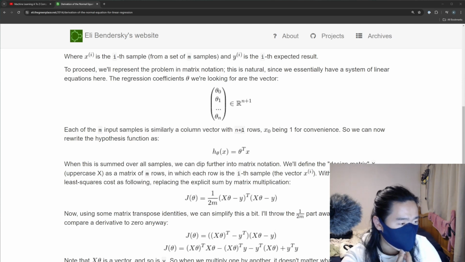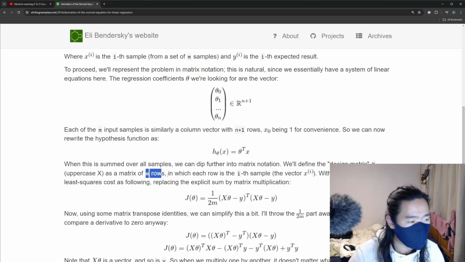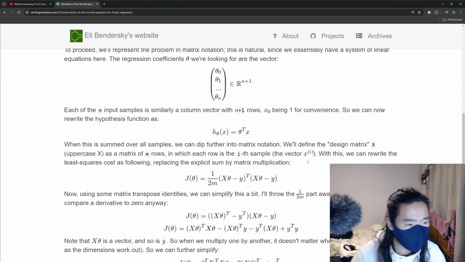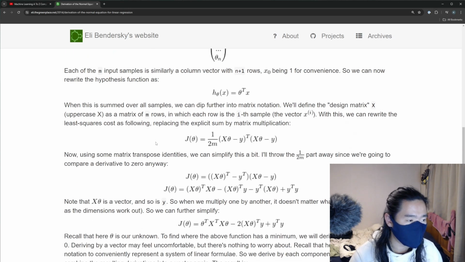So if we sum up over all the samples, we can use our matrix notation, which is pretty good. We define something called a design matrix, which is a matrix with m rows, which is what I was talking about here, where each data point is a row, being the ith sample, which is a vector xi transpose. With this, we can rewrite the least squares cost function as following, replacing the explicit sum by matrix multiplication.